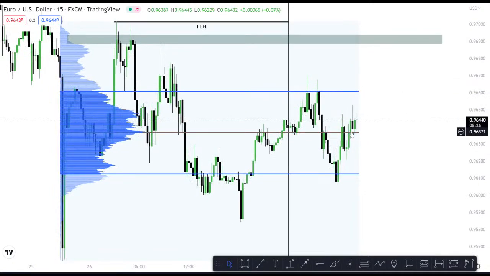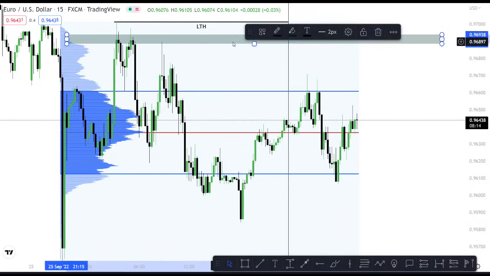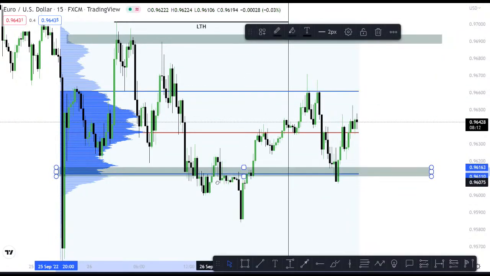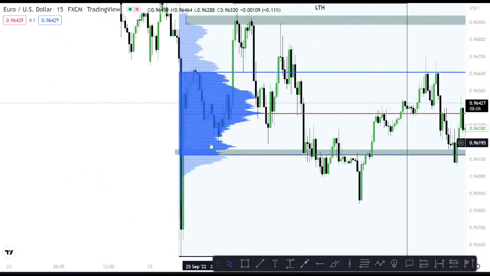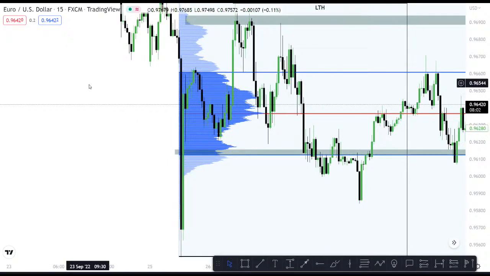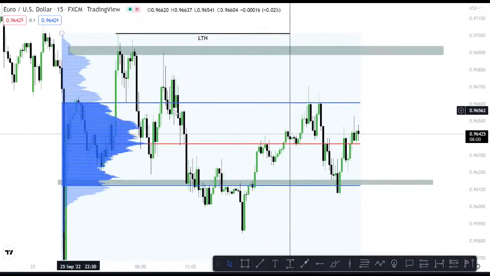If we are above this red line here, why did price not take this low? Because we have this low volume node here. You see this area? And again, remember, you need to look for institutional levels. Institutional levels, it's a must.